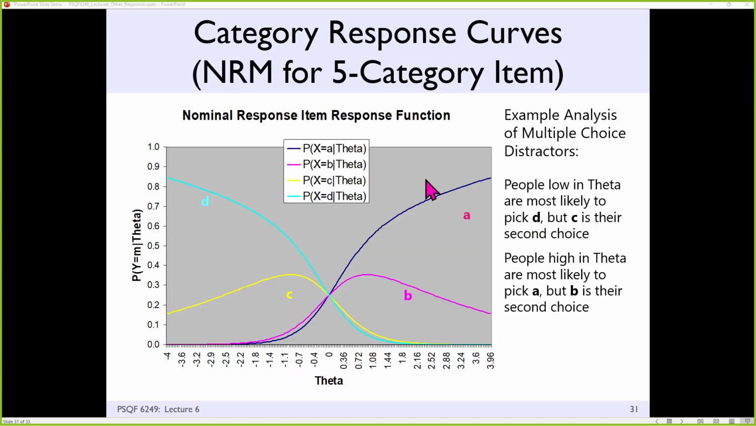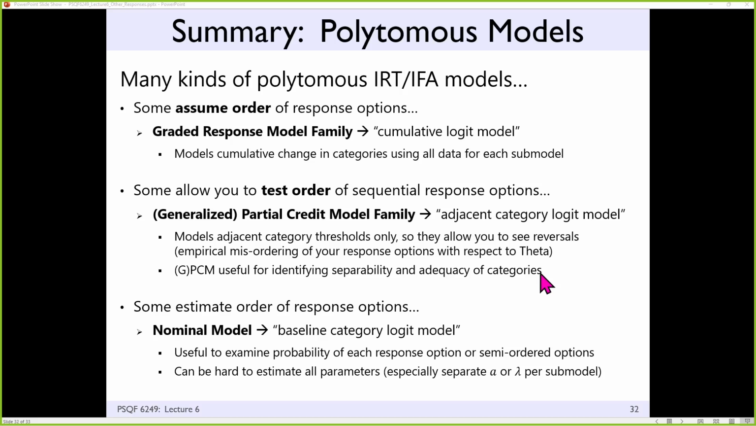Where nominal response models would tend to be used is in multiple choice items where people want to examine the usefulness of the distractors. So something like this would be, people who are low on the trait are most likely to pick D. They're next likely to pick C. People who are high on the trait are most likely to pick A, but if they don't pick A, they're going to pick B. So this can help you get more information out of what is otherwise a binary answer if you look at how theta relates to the choices of which distractor people pick if they're incorrect. So that can be useful in an education setting as well as in any kind of measurement setting, I would say.